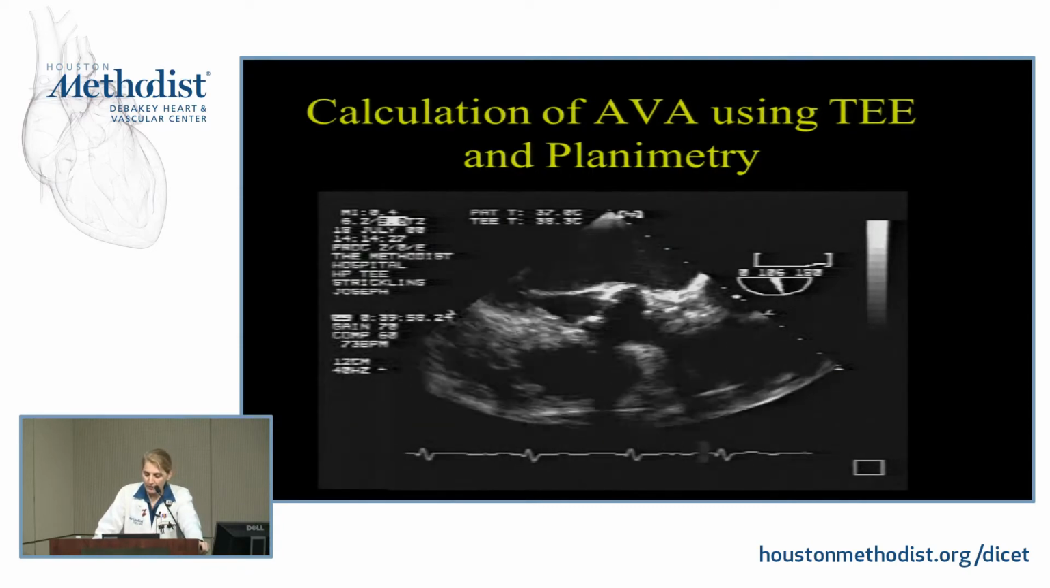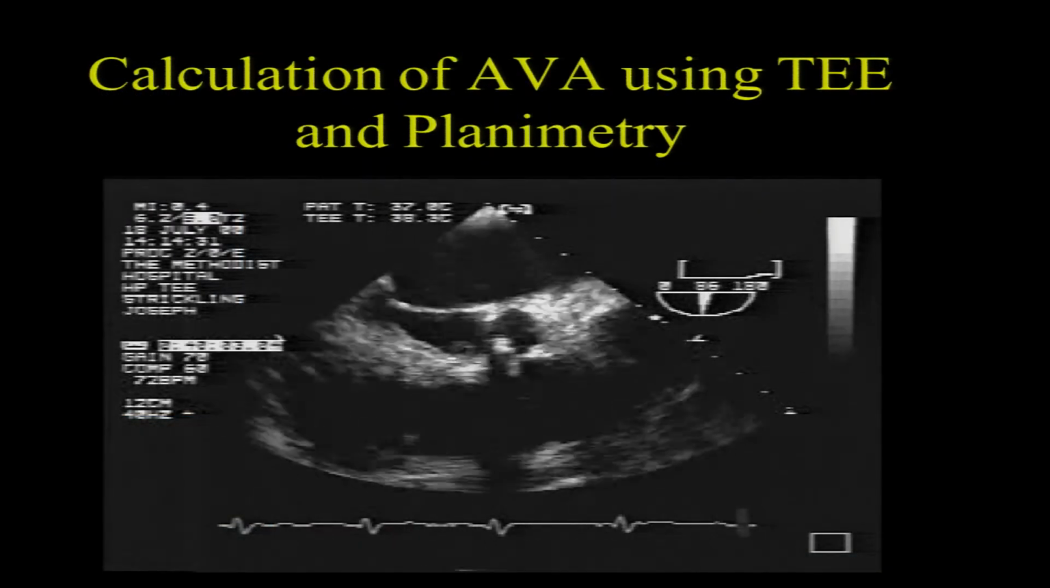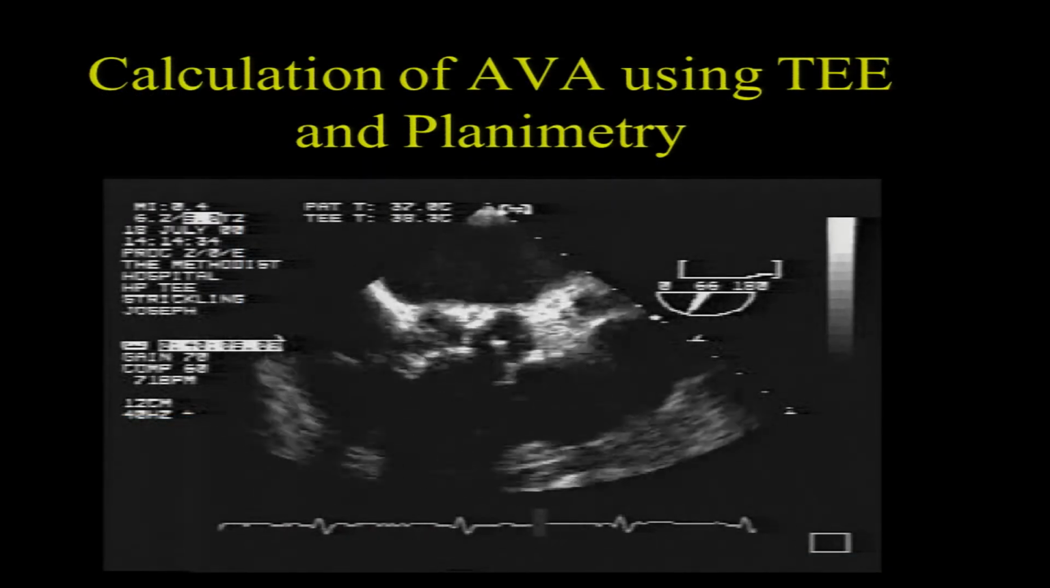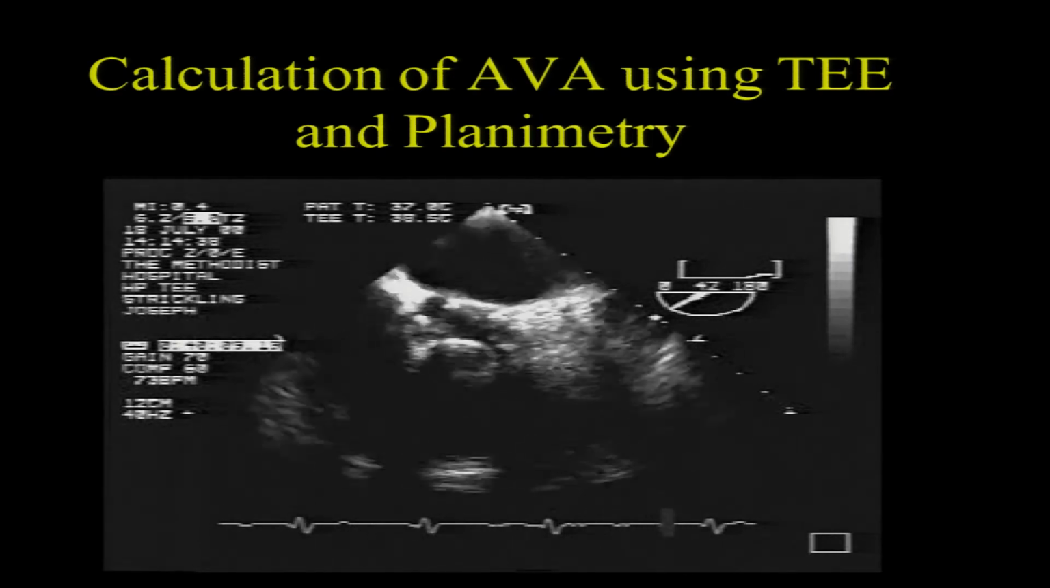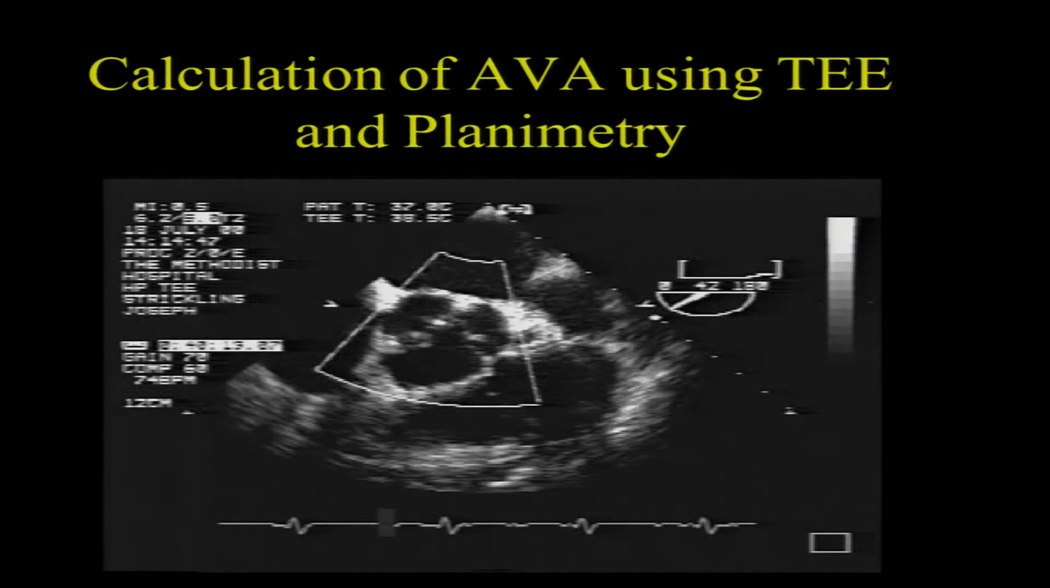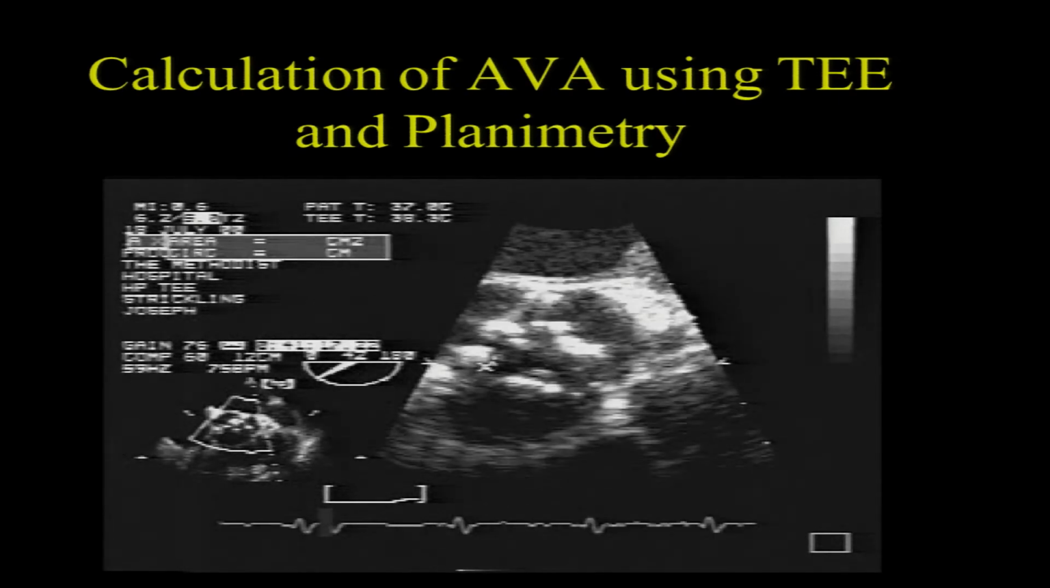So how do you know you're at the right location? Well, you start off at 120, where you see both of the leaflets equally in the left ventricular outflow tract, and then you don't change your level. You don't push the probe in, you don't pull the probe out, you just leave it right at that level, and then you zoom it, freeze it, and trace it. And that will get you the most accurate planimetered value.